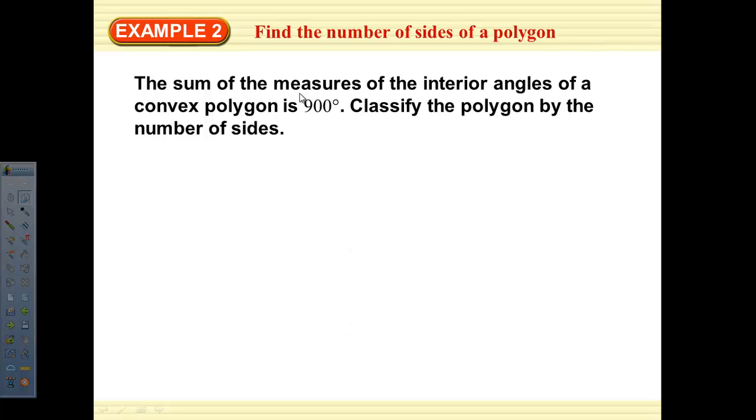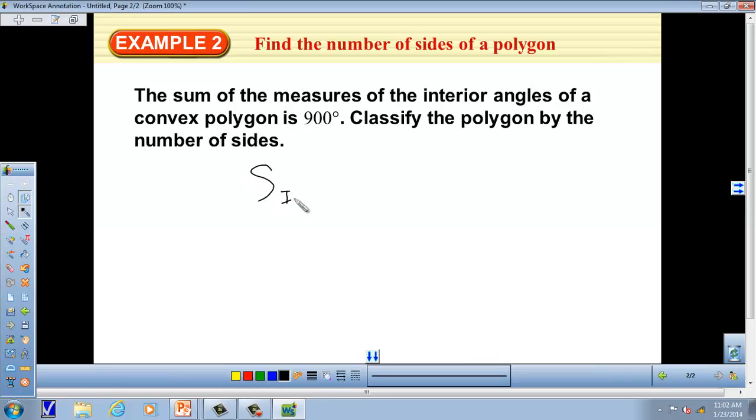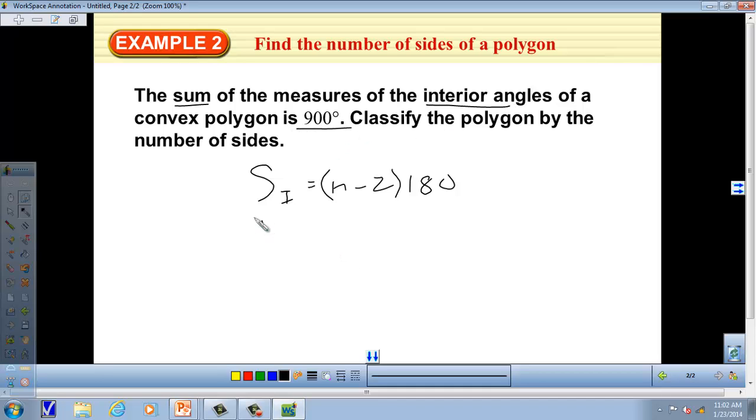Here's another one where we know the sum of the measure of the interior angles is 900. We want to classify the polygon by the number of sides. So remember, again, we know the sum of the interior angles equals n minus 2 times 180. Now if you notice, they gave us the sum of the interior angles as 900. So the 900 goes here. And that's equal to n minus 2 times 180.